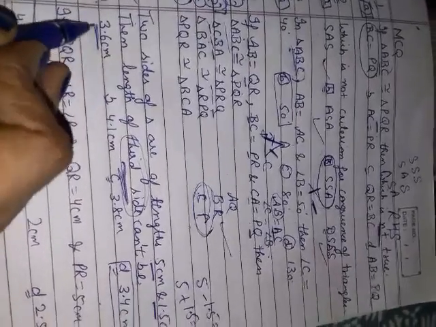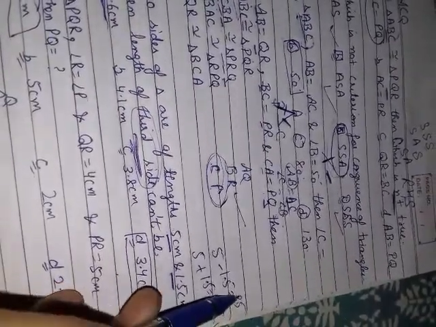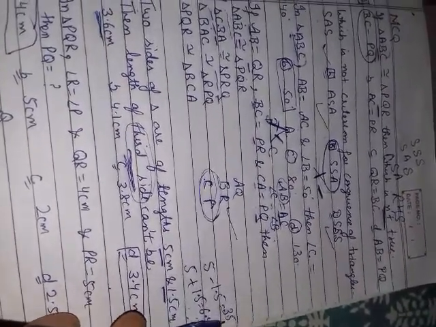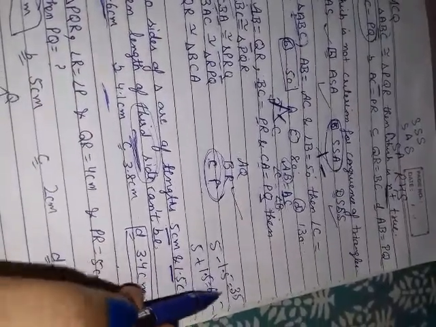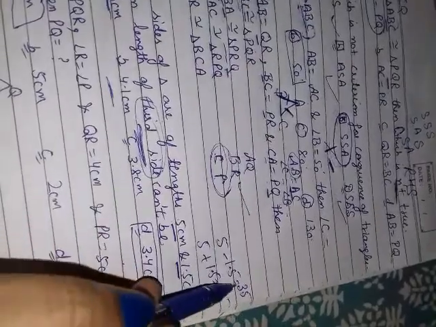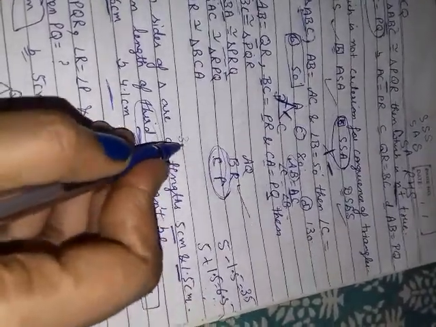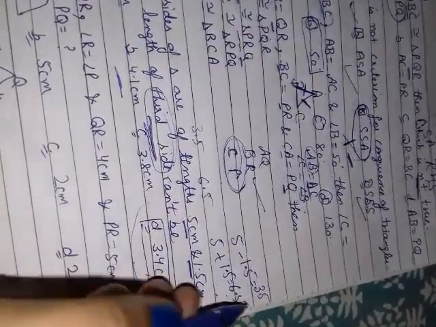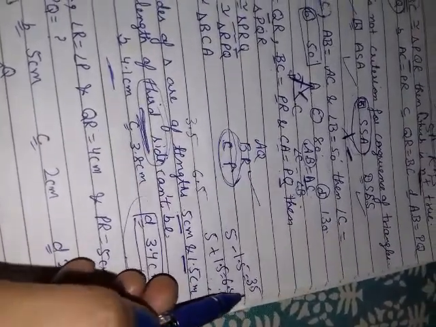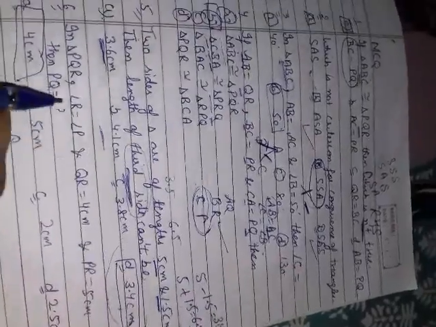See 3.6. Is it lying in them? 3.6 is lying, yes. So it can be. And 4.1 also? Yes. 3.8 also is lying, because this is 3.5 and this is 6.5. It is lying. But this one is not lying because 3.4 is less than 3.5. So this one is not correct.